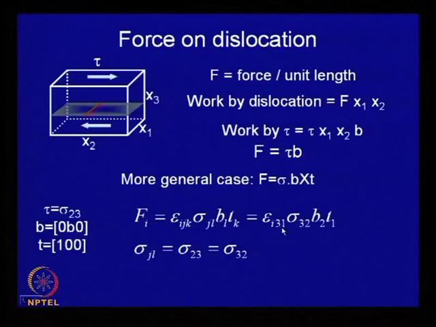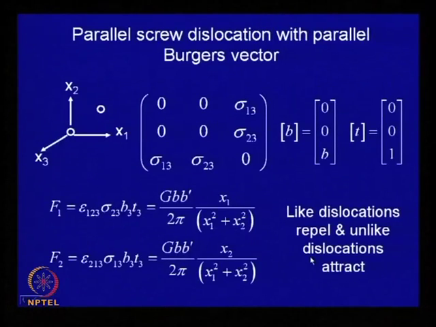So, epsilon 2 3 1 is equal to plus 1. Therefore, here you can see straight away this will be sigma 3 2 B. Sigma 3 2 is tau. So, you get exactly this expression. Now, why did we do it at length?